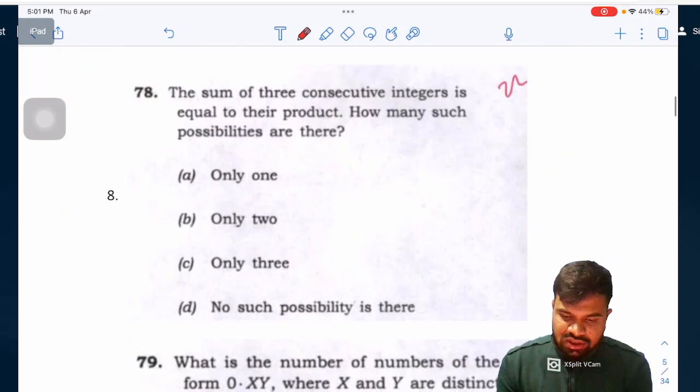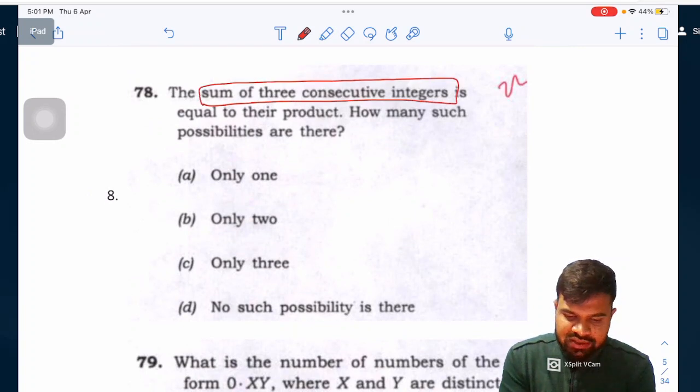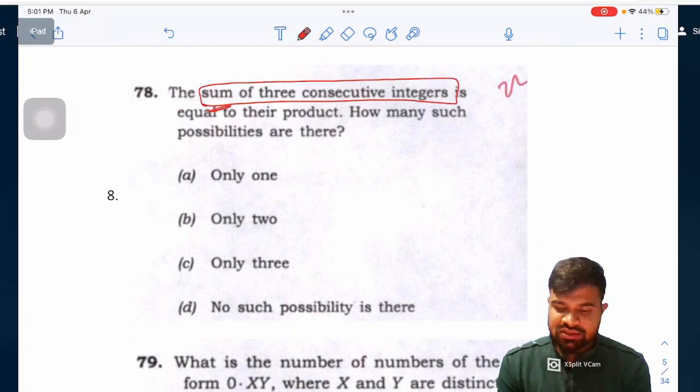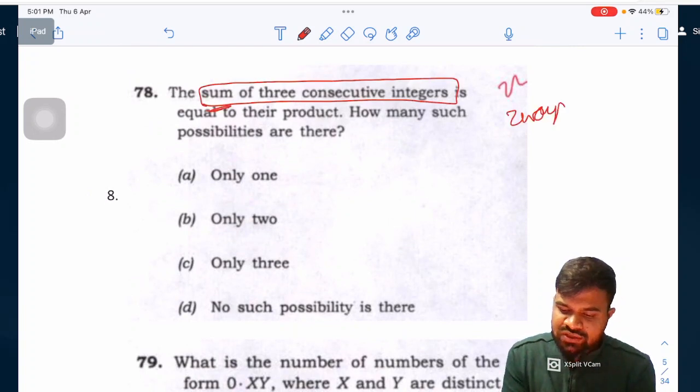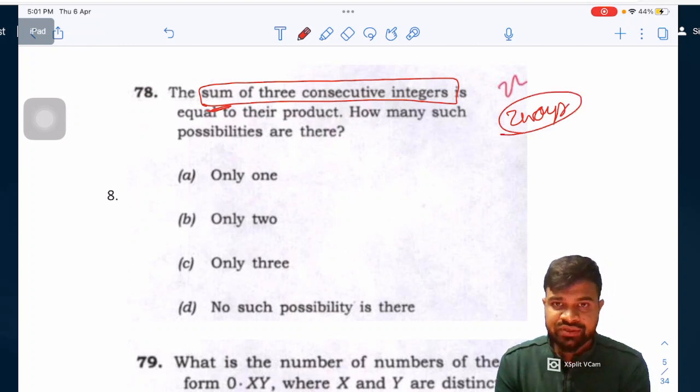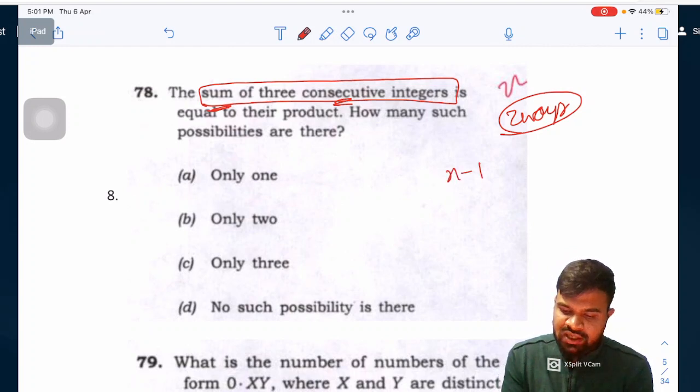Now this is a very recent question. Sum of three consecutive integers. There are two ways to do this question. One way: whenever you need to take three consecutive integers, you can take them in this form: x minus 1, x, and x plus 1. The sum is equal to the product, x minus 1 into x into x plus 1.